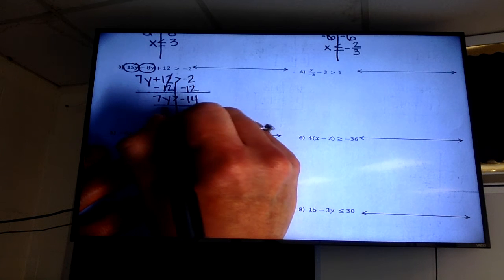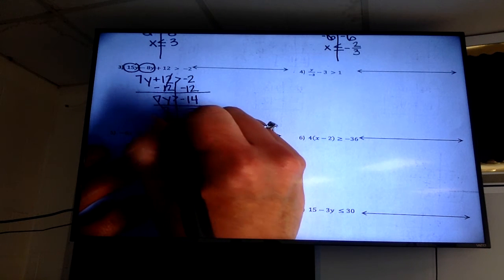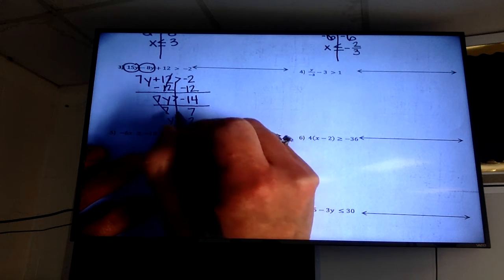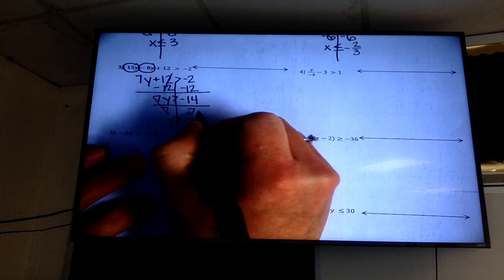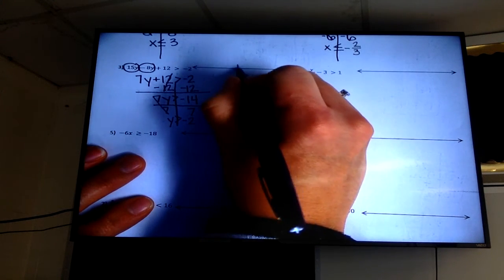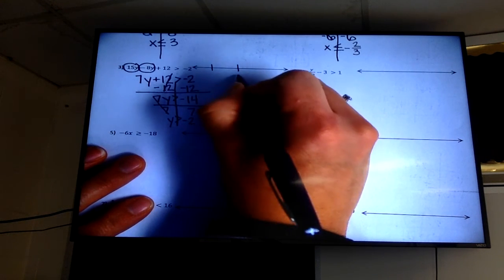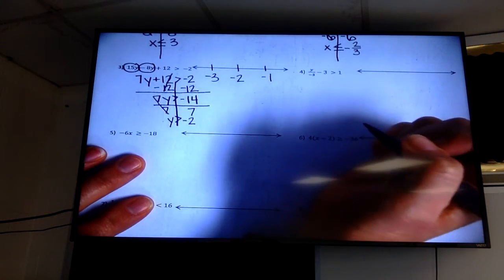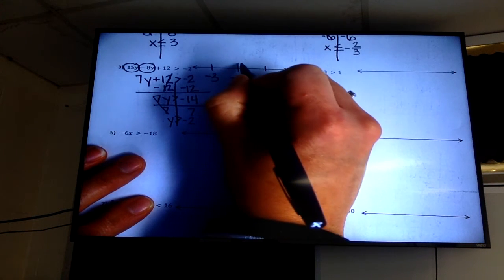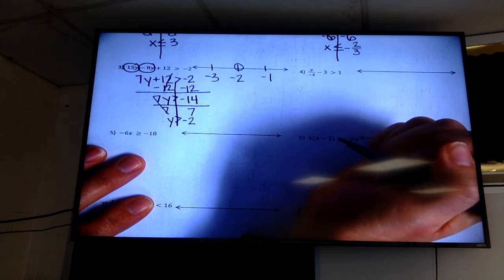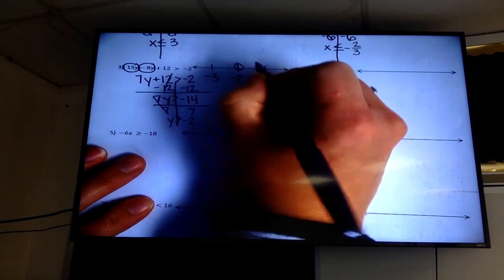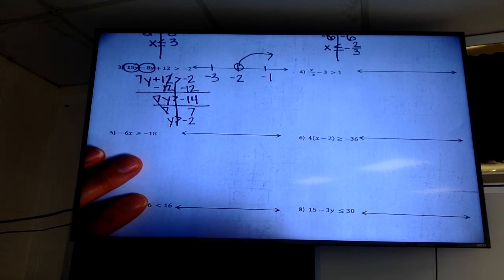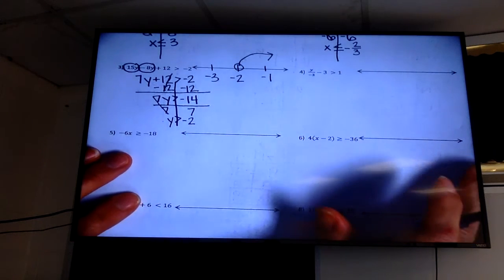I see 7 right next to the y, which means multiplication. And the opposite of multiplication is division. So I have y is greater than negative 2. I did not need to flip my sign this time because I divided by 7, and 7 is a positive number. So I have negative 2, so I'm going to go negative 3, negative 2, negative 1. It says greater than, it doesn't say greater than or equal to, so that's going to be an open circle. My variable's on the left, and I see it's pointing this way, so that lets me know which way to shade. I want to shade to the right. Any number larger than negative 2 is going to work.